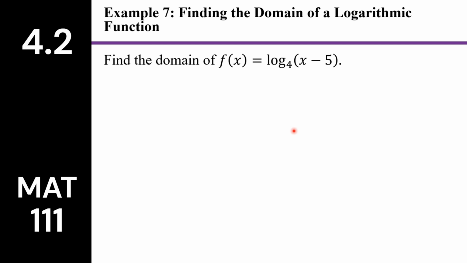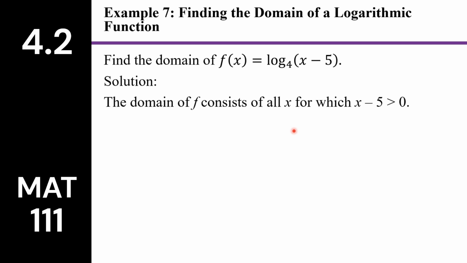And so in order to find the domain of this function, we take the argument of the log, which is x minus 5, and we set it greater than 0. We then do the algebra. x minus 5 is greater than 0. We transpose the negative 5 to the other side, make it a positive 5, and so that gives us x is greater than 5. That's our domain.